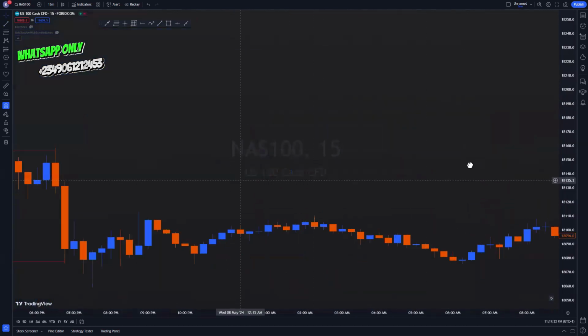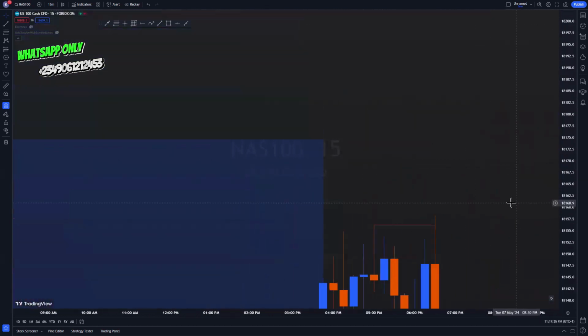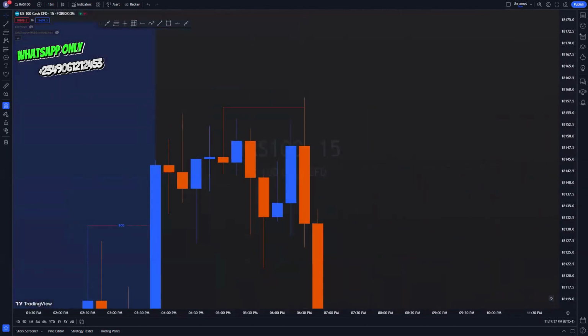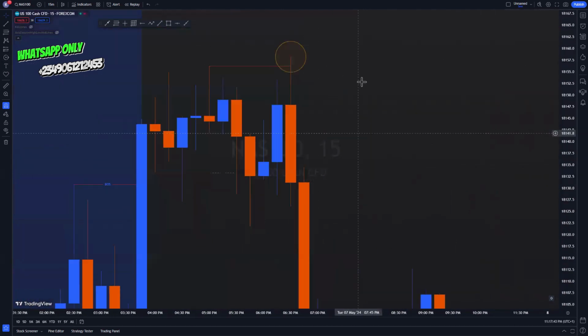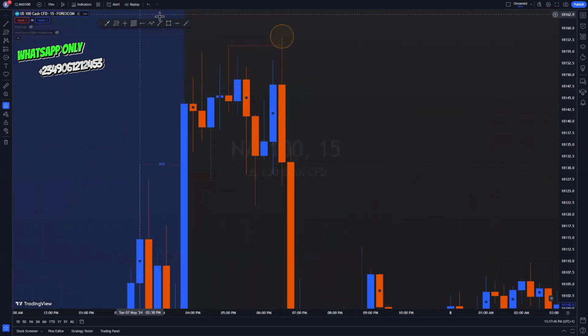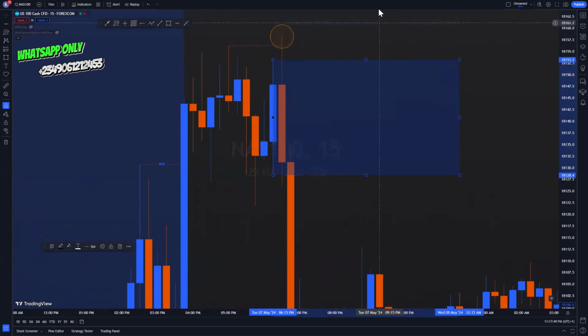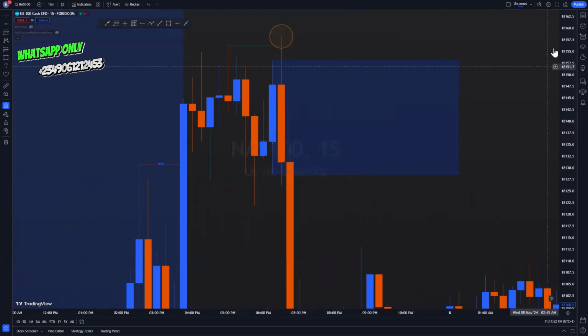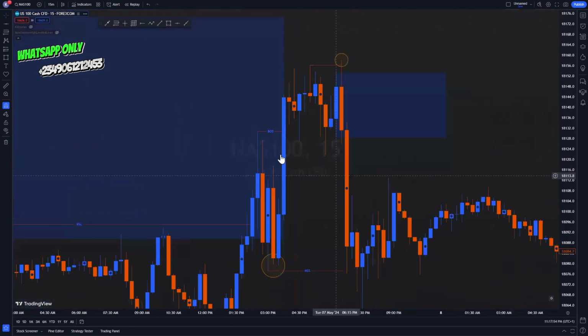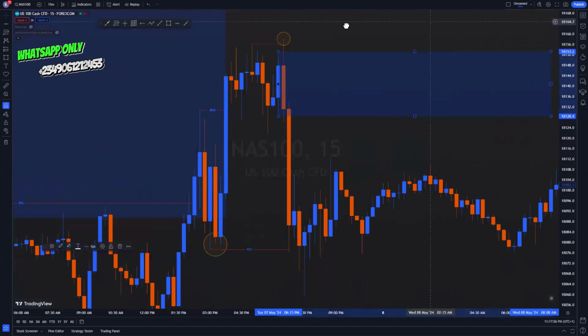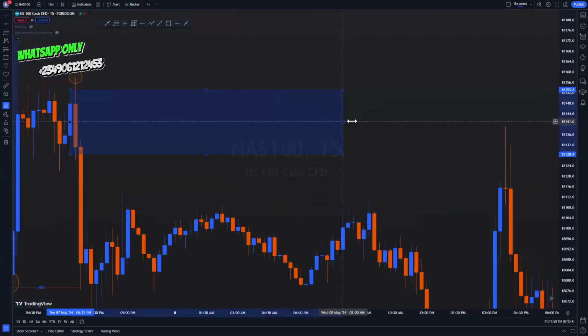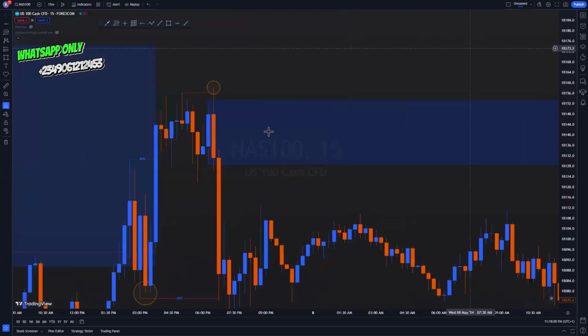Now what do I mean by that? Look at this wick, guys. This wick grabbed liquidity. Now after grabbing liquidity, we have what? An order block here. So for the fact that this high was able to grab liquidity, it kind of guarantees that this order block is going to be valid. It kind of gives us the guarantee that this order block is going to be valid.